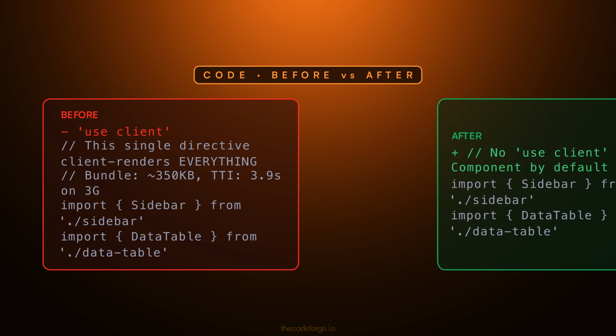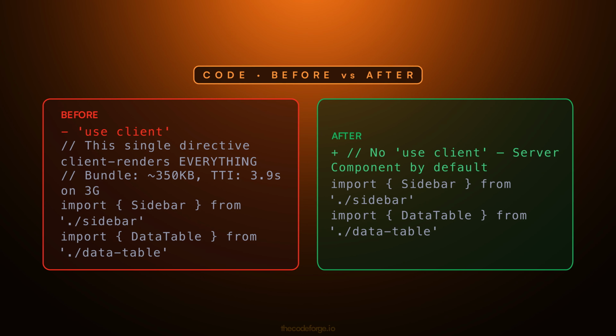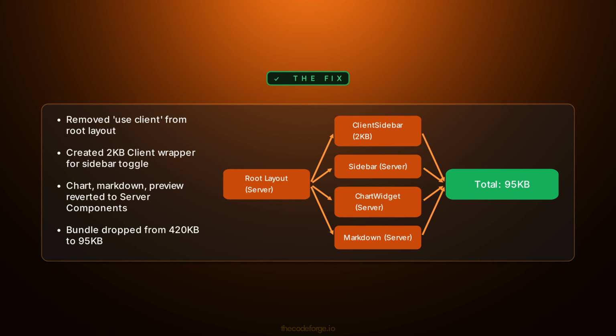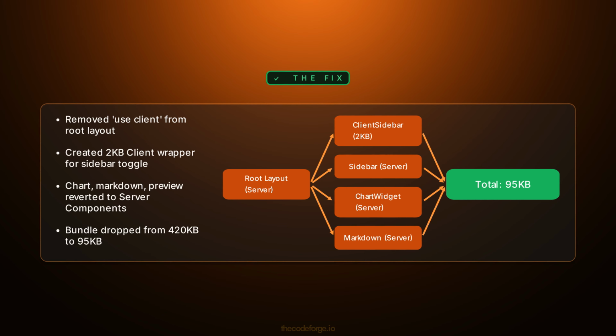A single use client directive on the root layout caused all 47 child components to be client-rendered, adding 240 KB of unnecessary JavaScript. Removing it and using a thin client wrapper for the interactive sidebar toggle fixed the issue. The fix: push use client down to only the interactive sidebar wrapper. The chart, markdown, and preview components reverted to Next.js server components, dropping the bundle from 420 KB to 95 KB.